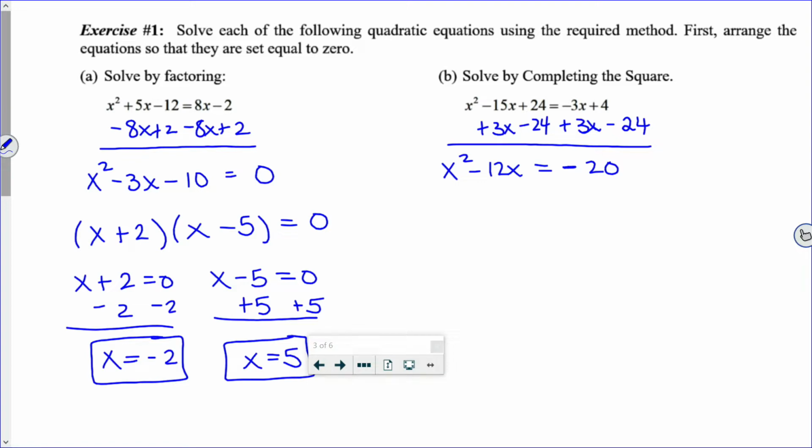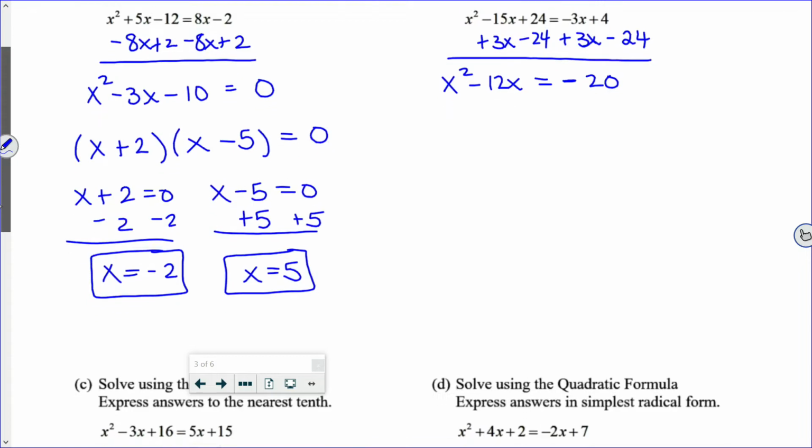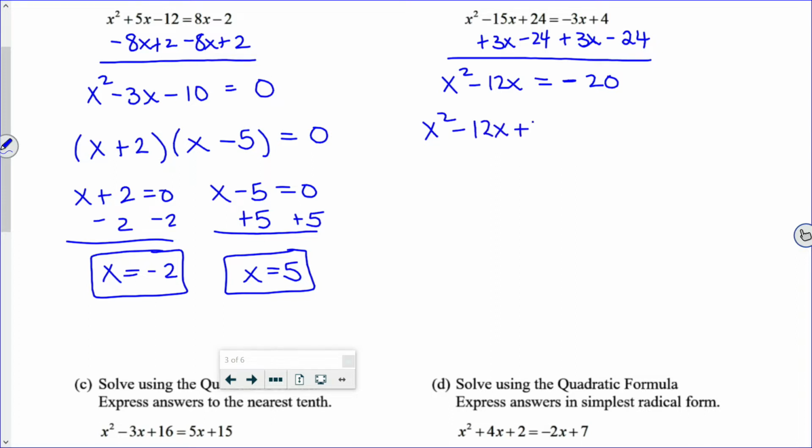All right, we could get the whole equation equal to 0, but then we would have to throw the negative 20 onto the other side. All right, I need to take half of negative 12, which is obviously negative 6, square it and add it on, and that's going to be 36. So I'm going to add a 36 to both sides.